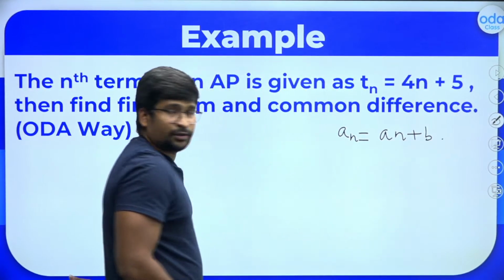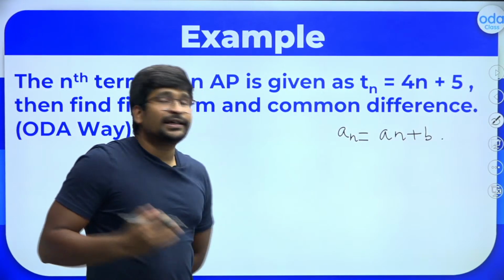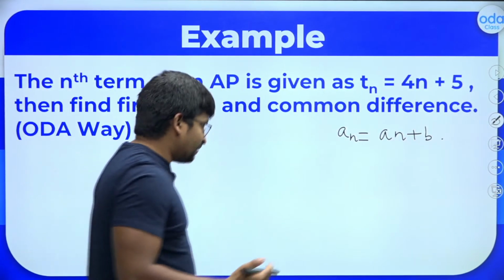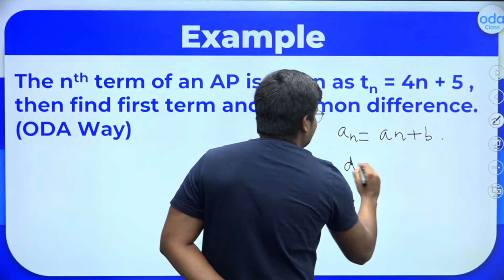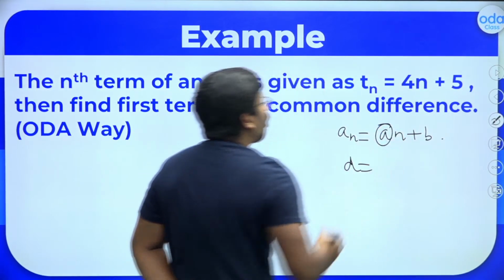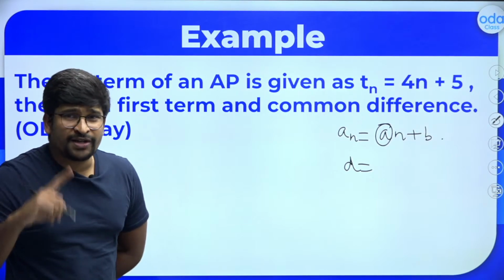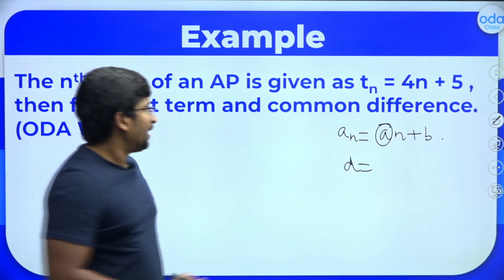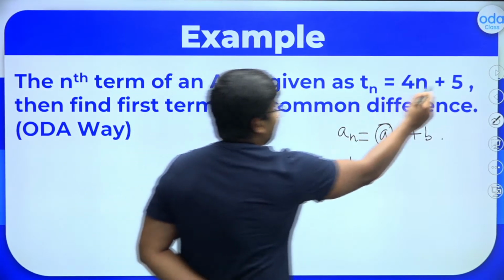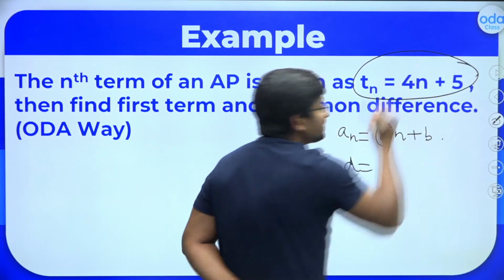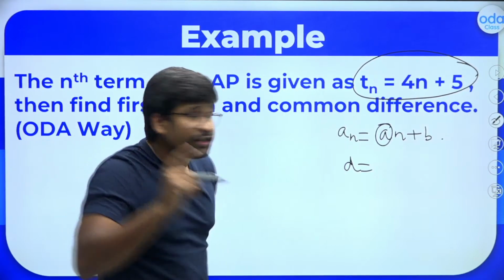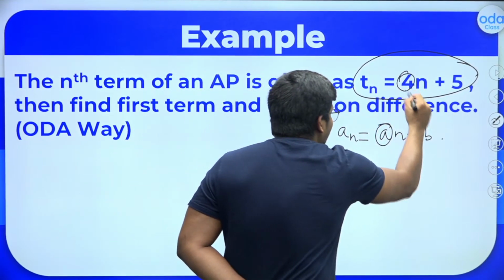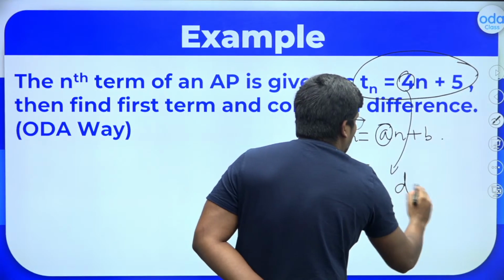Remember this: if the nth term of an AP is given as An plus B, I repeat, if the nth term of an AP is given as An plus B, then the common difference will always be the coefficient of n. You know what a coefficient is, right? Whatever stays with n. So A will be the common difference. Example, if the nth term is given as 4n plus 5, the coefficient of n here is 4. So the common difference will be 4.